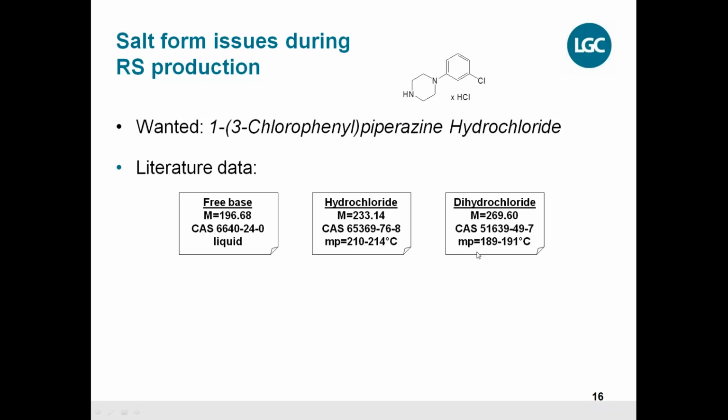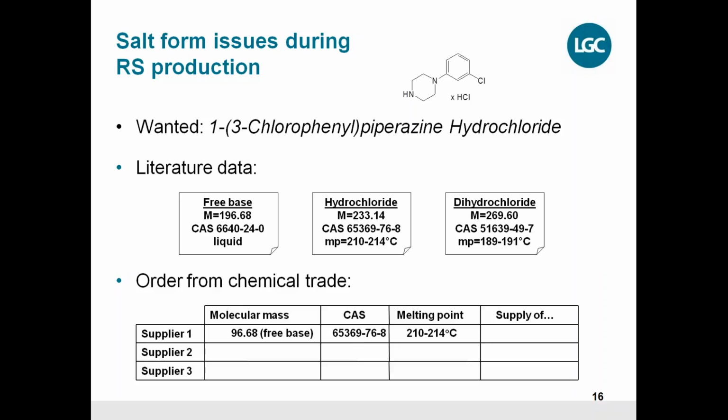And we looked also in the chemical trade and looked where we can buy that material easily and then analyze it in our laboratories to make the impurity reference standard. And we looked there at different suppliers. We looked at supplier one, and he gave in his catalog the molecular mass of the free base, the CAS number of the hydrochloride, and the melting point also of the hydrochloride. But when we checked this material with CHN analysis, with elemental analysis, we saw that he was in fact supplying the dihydrochloride.